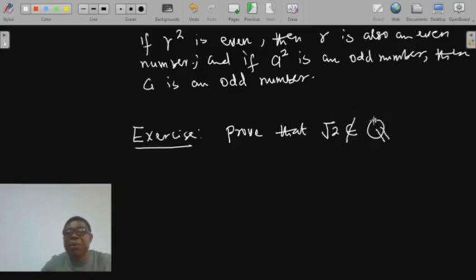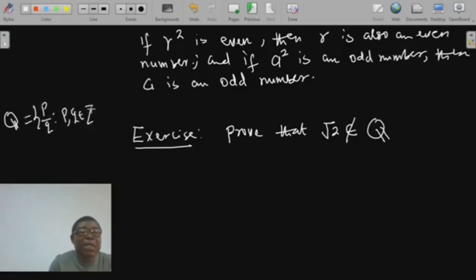Remember that Q represents the set of rational numbers. And we remember that the set of rational numbers, Q, is equal to the collection of all p over q, so that p and q are integers, but with q not equal to 0. So this is the set of integers. We want to show that root 2 is not a rational number.